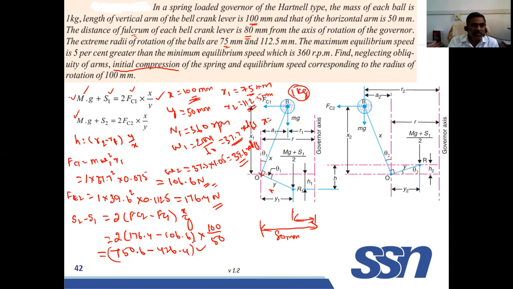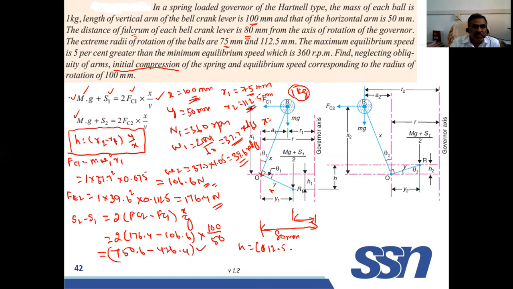So now we have to find the value of H. Using this equation, find the value of H. How to find H? H is equal to R2 minus R1. R2 is equal to 112.5. So let us put it in meters. R you can put in millimeters also, no problem.